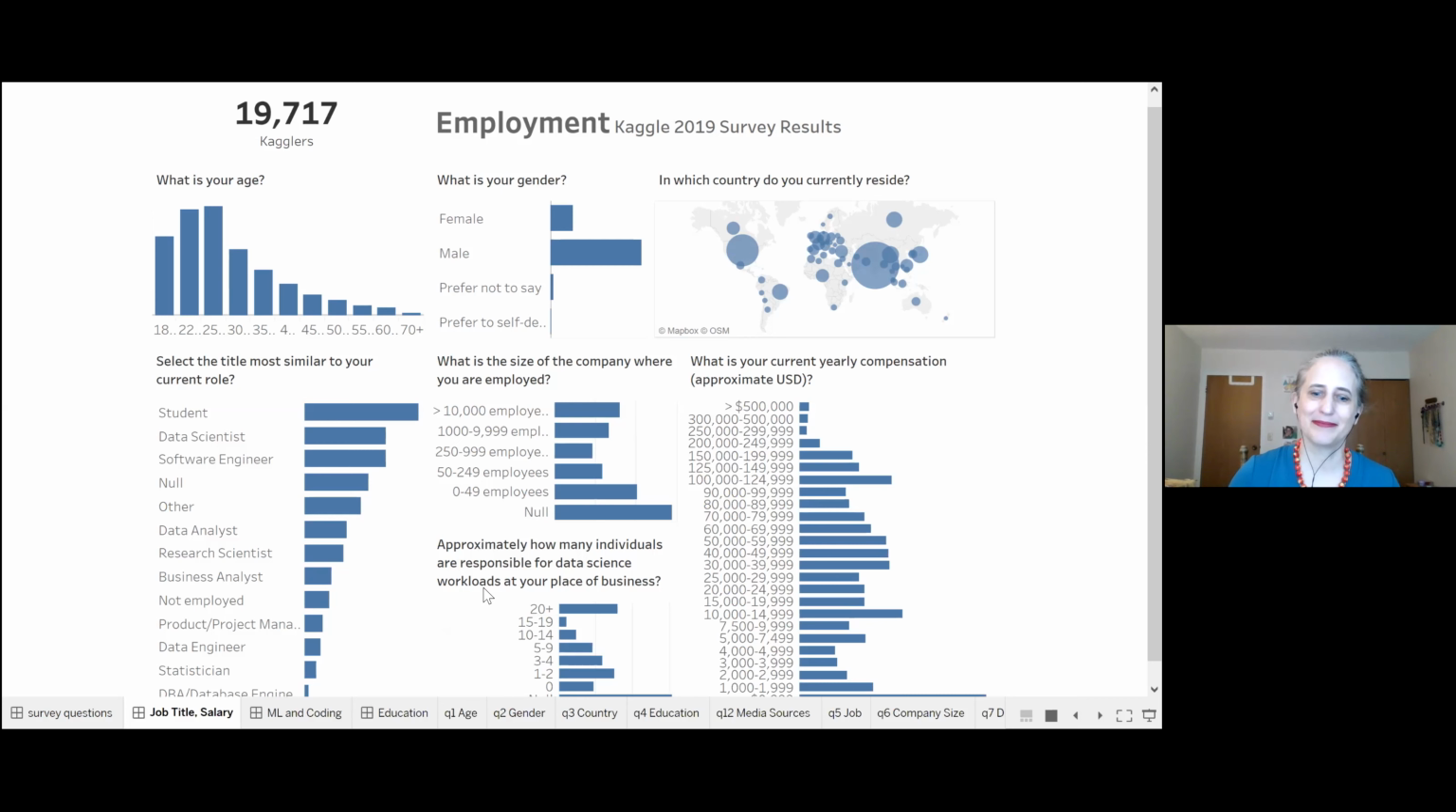Yeah, thanks. So I guess people may have put themselves under other, or they may have called themselves a data scientist. I think a very interesting question would have been, do you Kaggle for a living, essentially? I guess they didn't really ask that, so we don't really know.